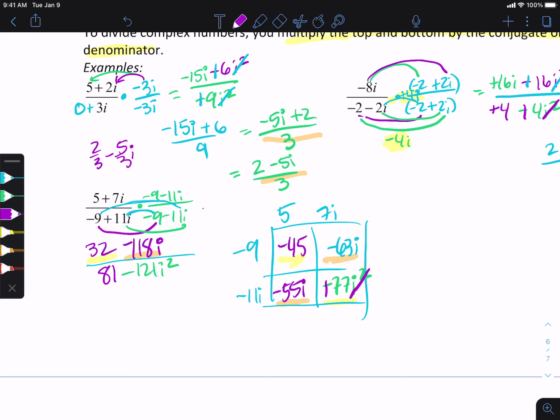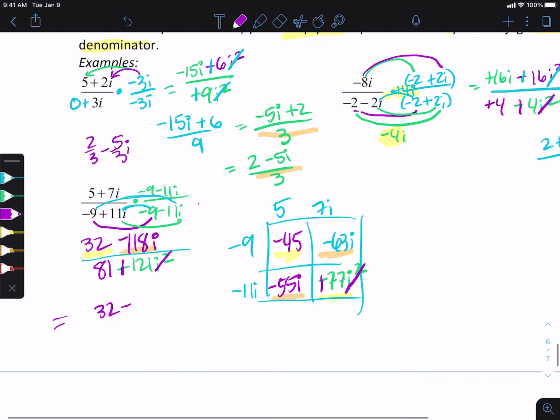On the bottom, I still need to finish simplifying. We simplified the top fine. Again, the i squared turns into a -1, which we'll do negative times negative, which turns to a positive. So then we do 81 plus 121, which gives us 202. So we have 32 minus 118i over 202.